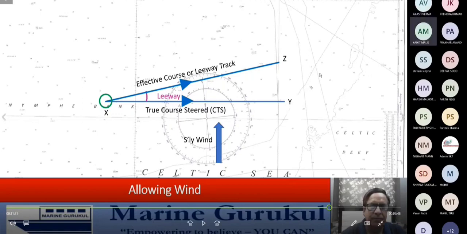Clear, sir. Leeway track पर भी एक ही एरो लगाएंगे, same like CTS? Yes बेटा, CTS का और लीवे ट्रैक का या इफेक्टिव कोर्स का एक ही सिंबल है, दोनों को हम सिंगल एरो से ही शो करते हैं.